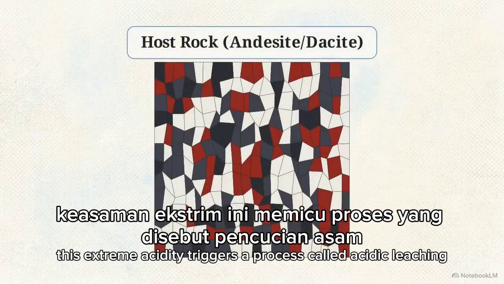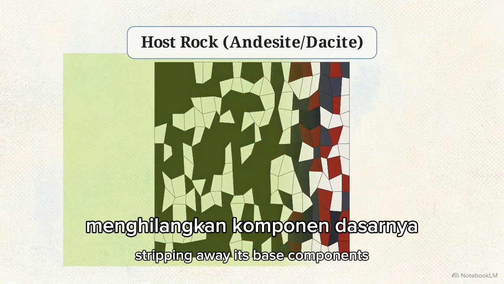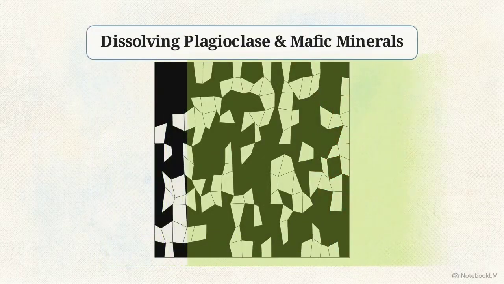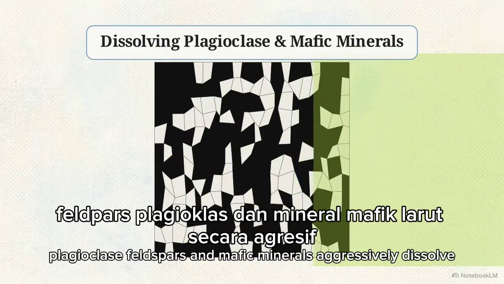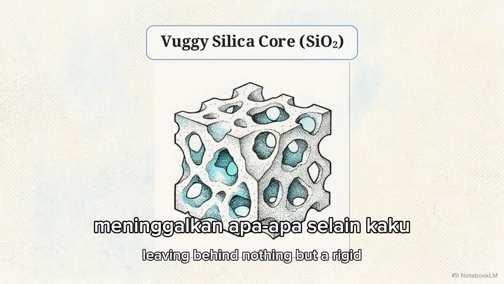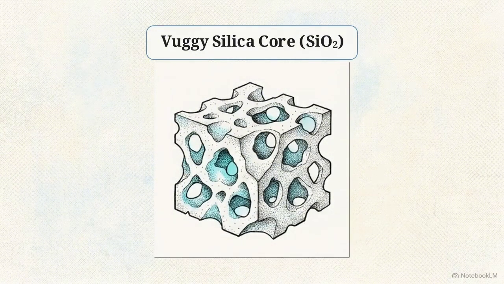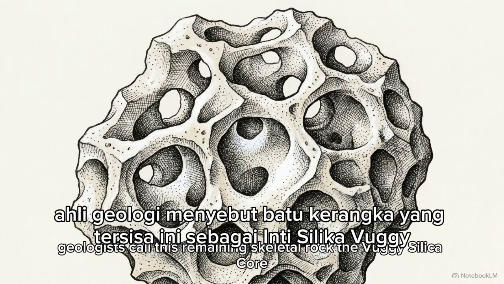This extreme acidity triggers a process called acidic leaching. The fluid reacts with the host rock, stripping away its base components. Plagioclase feldspars and mafic minerals aggressively dissolve, leaving behind nothing but a rigid, highly porous skeleton of pure silica. Geologists call this remaining skeletal rock the vuggy silica core.